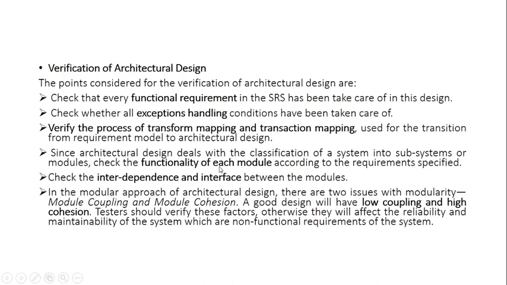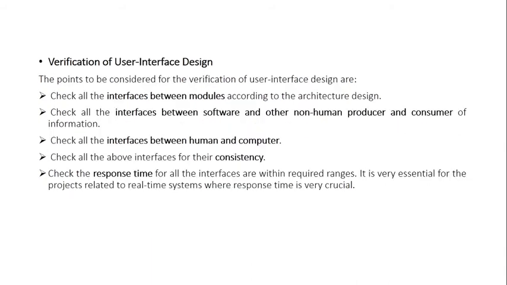Then we have to check the functionality of each module, because you have divided your system into subsystems, and further into subsystems, so we have to check for each. Then you have to check the interdependence and the interfaces between the modules, whether they are correct. Invocation, like called-by relationship and calling relationship, you need to check that. And you have to check module cohesion and coupling, because for a good design we require high cohesion and low coupling, so that has to be verified. So this is the case of architectural design.